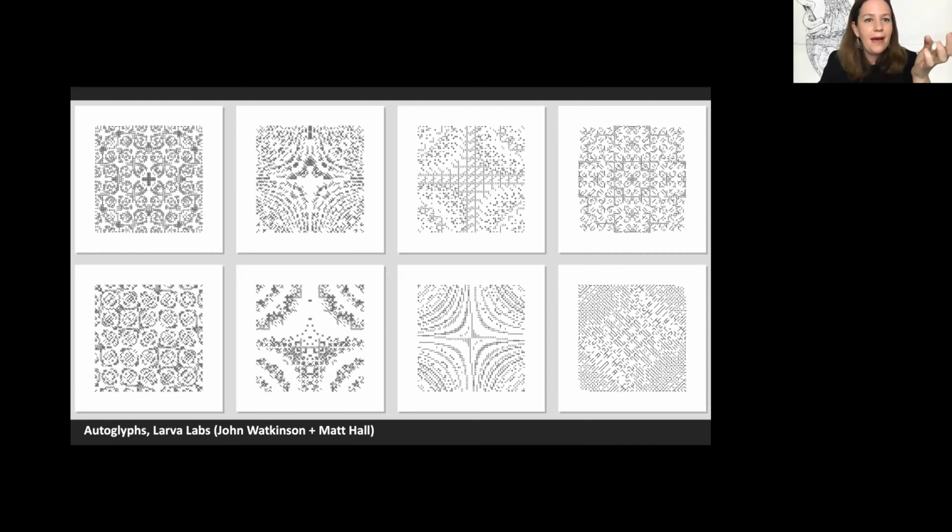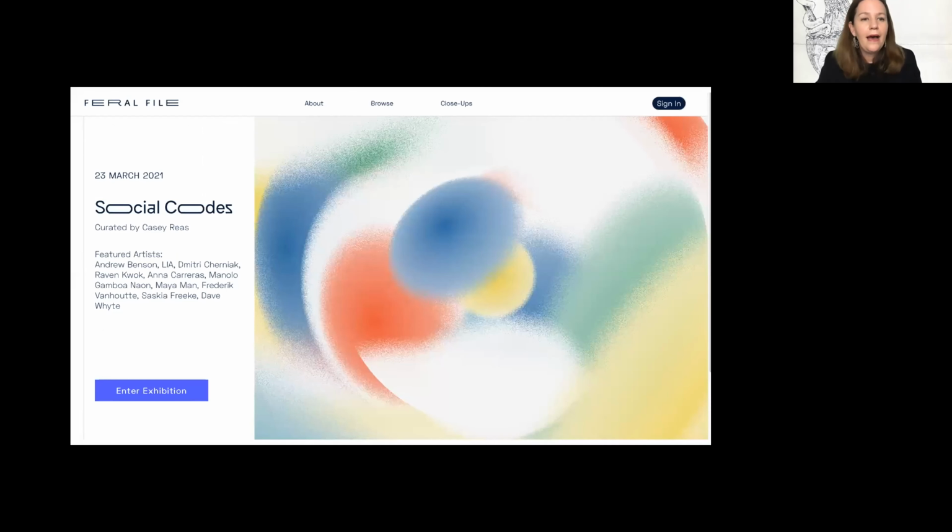John Watkinson and Matt Hall, who are probably best known for the CryptoPunks, also made Autoglyphs. These are works that are structured like a LeWitt. They live on the blockchain because the file is small enough, because it's a set of instructions that executes the drawing every time. They were inspired by seeing that show at the Whitney, the work on the left wall, Casey Reas.